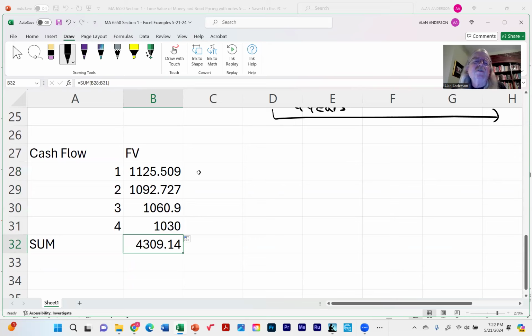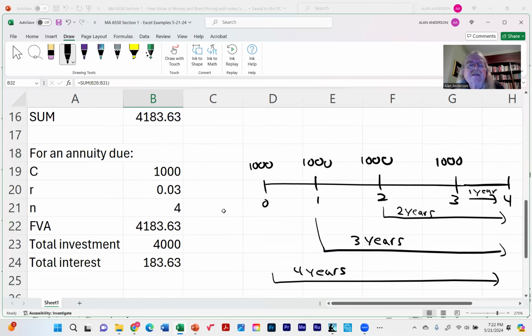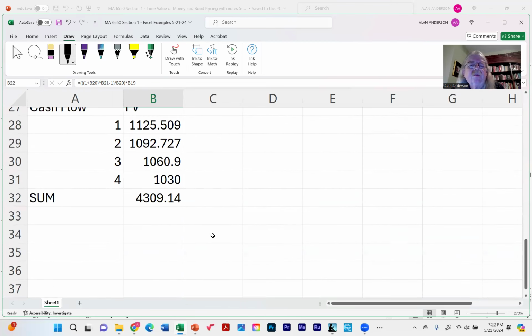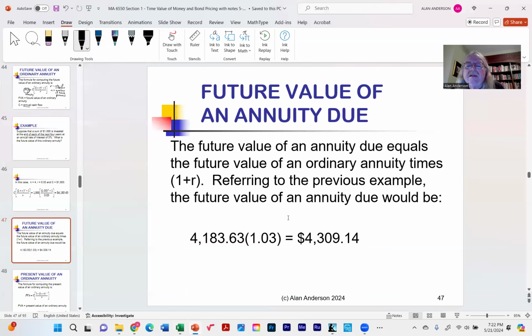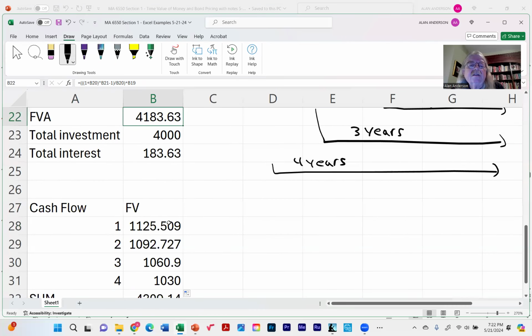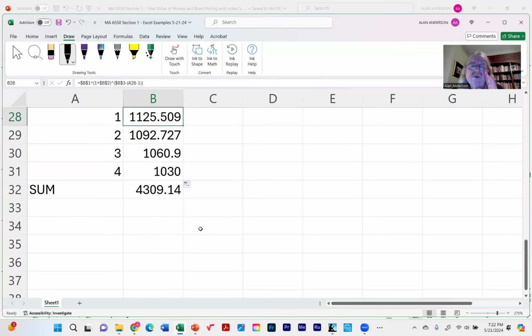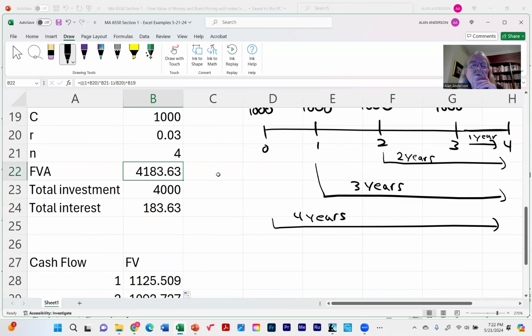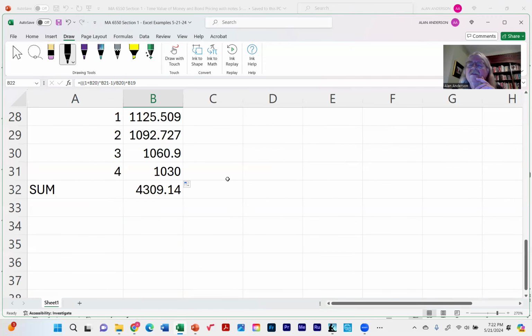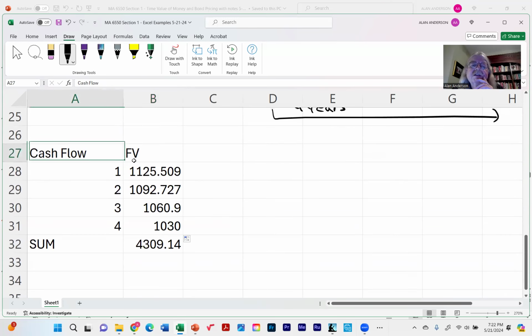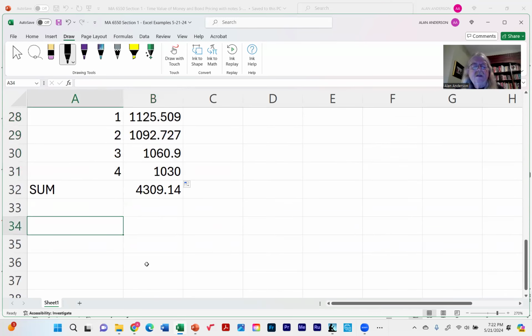Perfect. Okay, so what I was trying to do is make sure that this cash flow is being invested for 4, 3, 2, and 1 year. So the total is suddenly 4309.14 instead of 4183. And the reason for that is because each one of these has been invested for 1 extra year. It's bringing in an extra 3% worth of interest. And so that raises the entire sum from 4183.63 to 4309.14. Now, none of this was absolutely necessary because here's what I could have done.